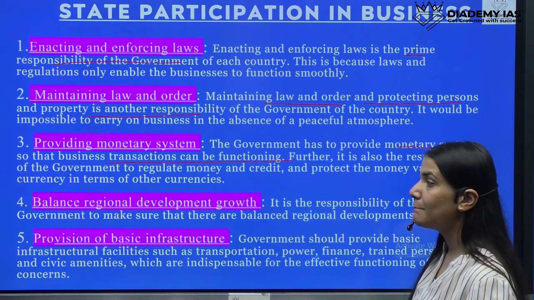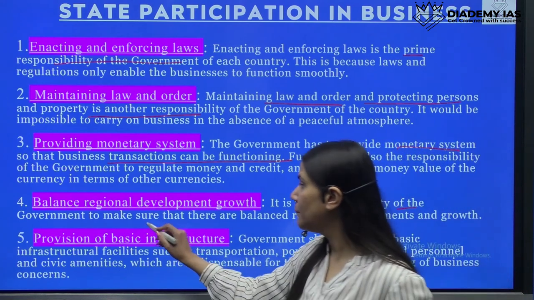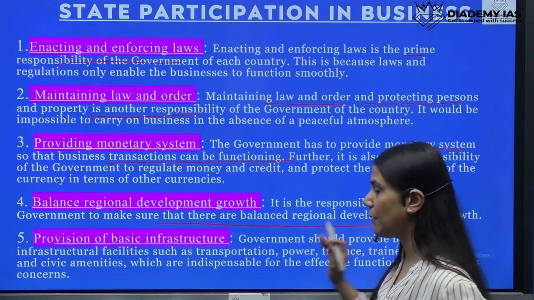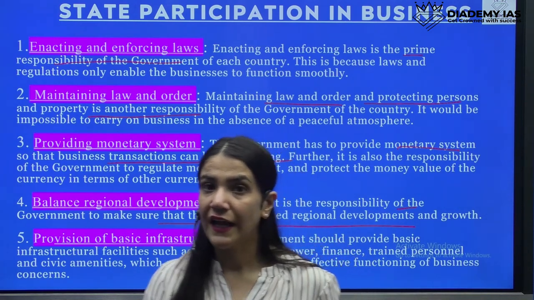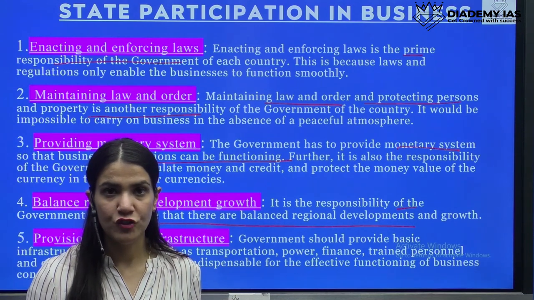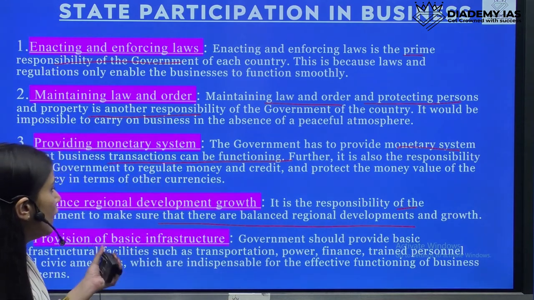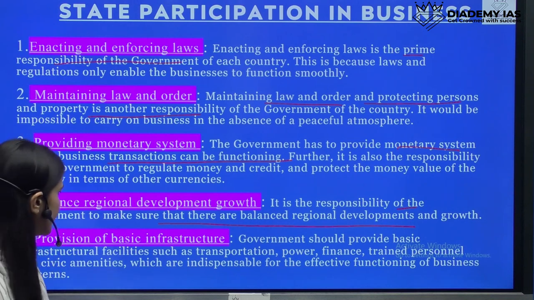The fourth point here is balanced regional development growth. It is the responsibility of the government to make sure that there is balanced regional development. The environment of employment, right? The entire employment and economy upgradation is maintained along with the business environment that is running. So that is how it is included.